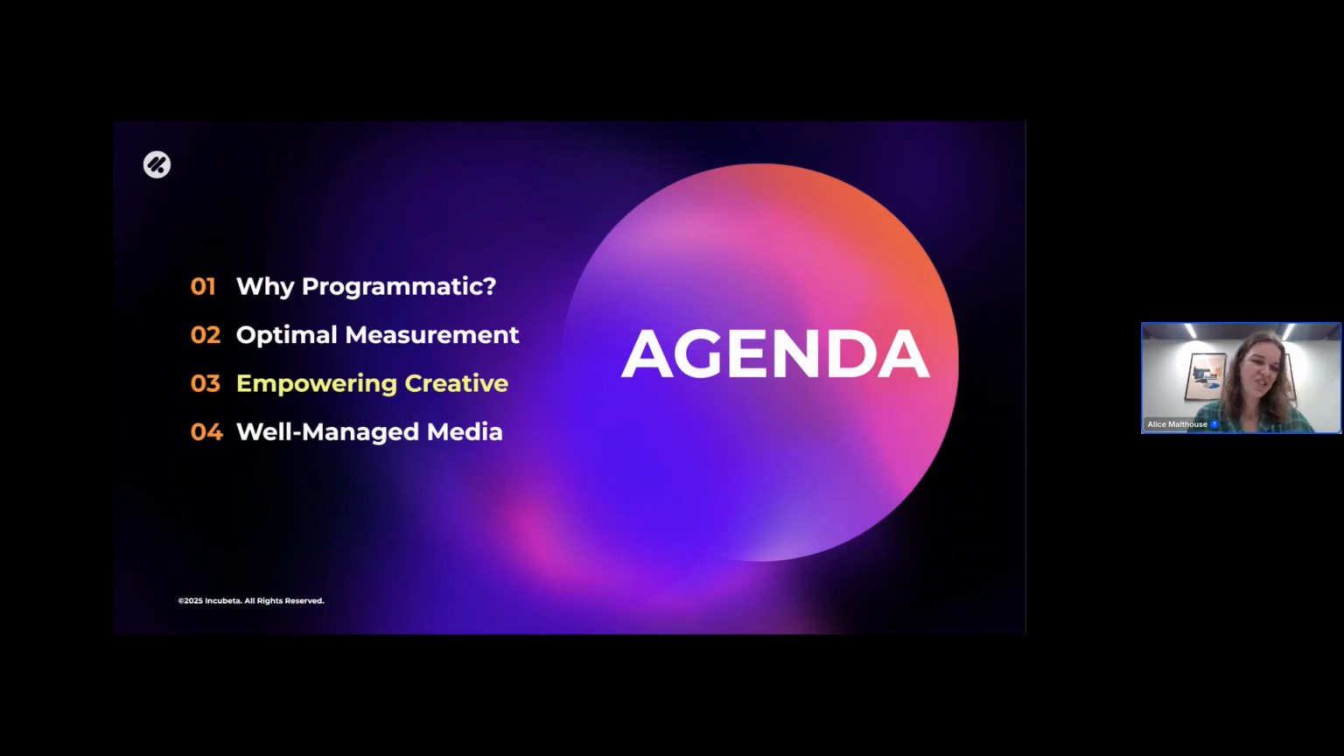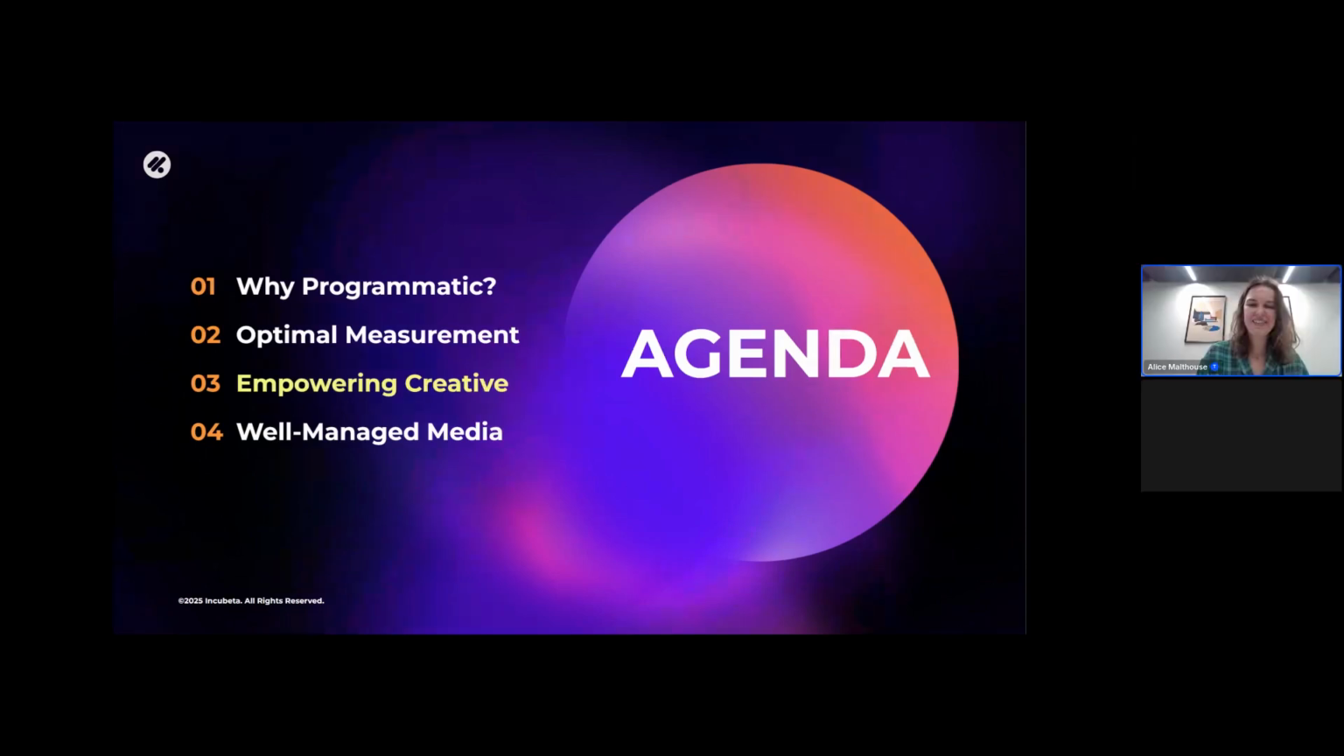And then the next section we'll go into is empowering creative, which Anna will be going through.